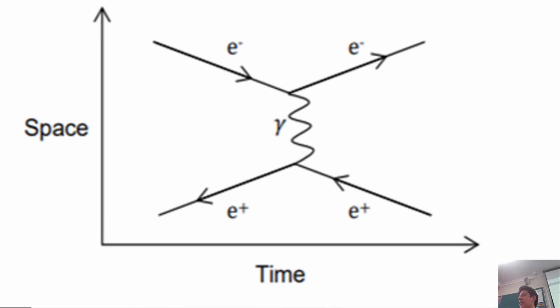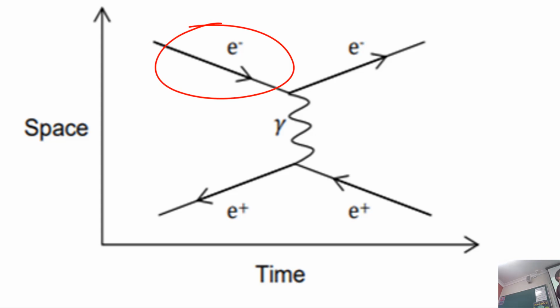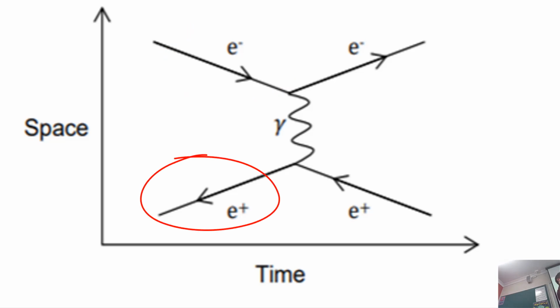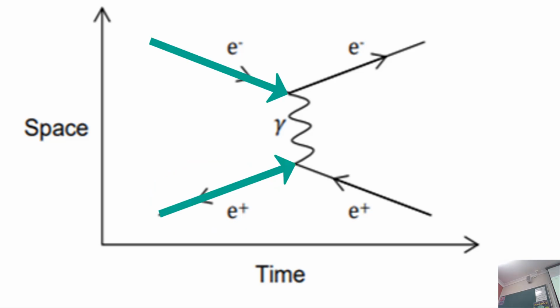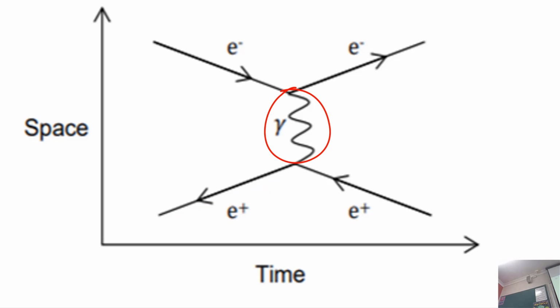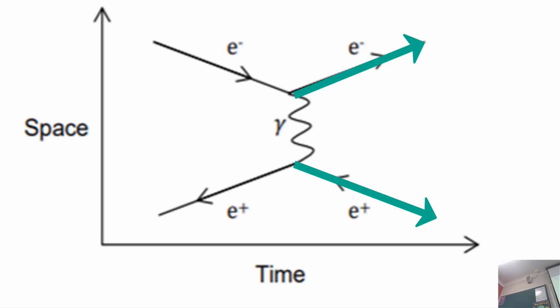The first interaction today is called scattering. Here's an example of a Feynman diagram. So we're reading from left to right. So the electron is going towards the anti-electron, which is called a positron. So they're both going into each other, then they give off this thing called a photon, and then they leave each other. Okay?